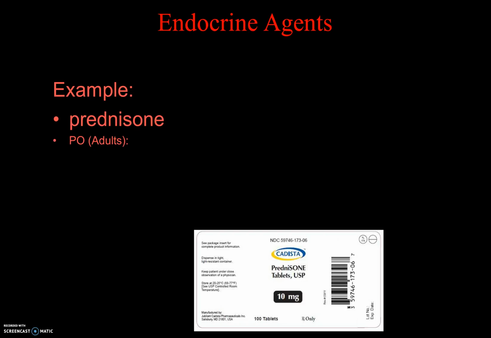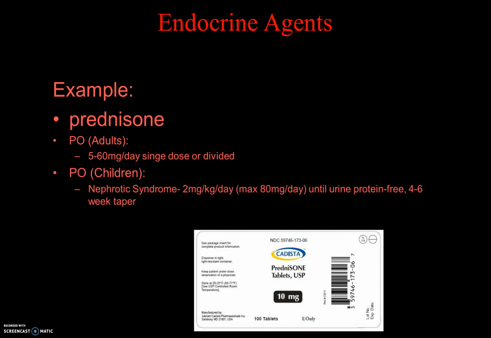Prednisone can be given orally to adults. For most reasons for it being given, the dosing is going to be 5 to 60 milligrams per day as a single dose or possibly divided. It can be given orally to children. Depending on what you're treating, the dose is going to vary.